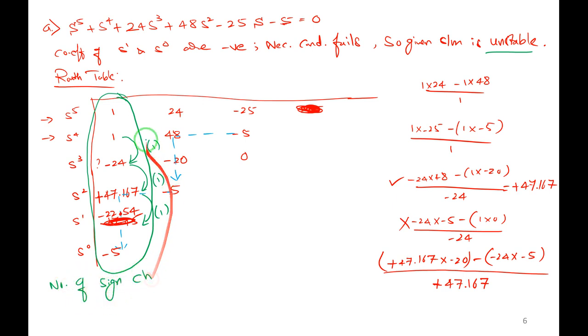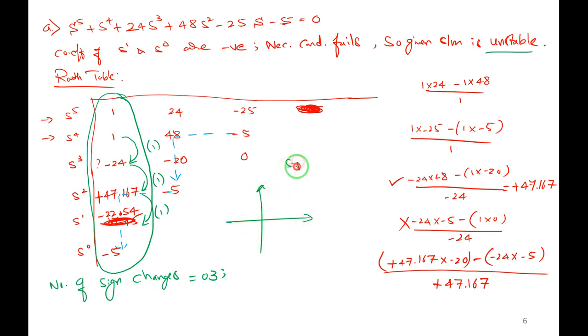Just observe the first column elements of the Routh array. It will give the number of sign changes. If there are no sign changes in the first column of the Routh array, the system is stable. Right, if all the elements in the first column of the Routh array are positive, then the system is stable. So the number of sign changes is 3. So this information is that there are 3 roots lying in the right half of the S-plane.